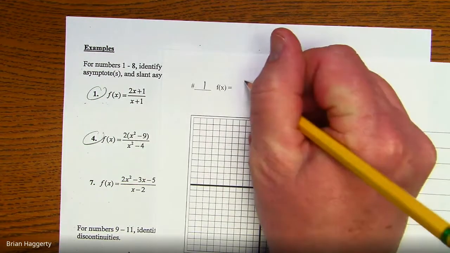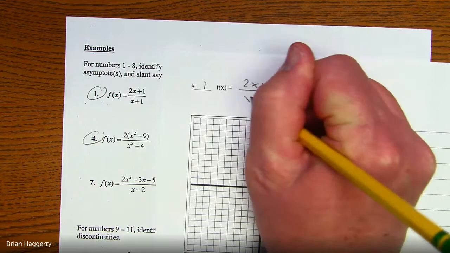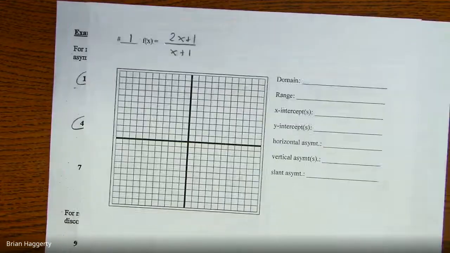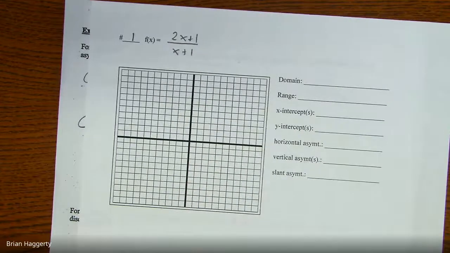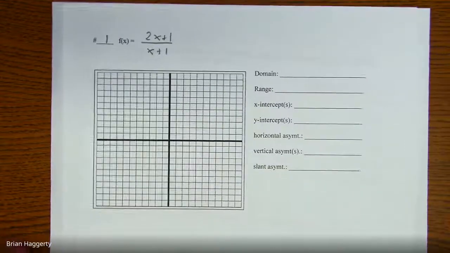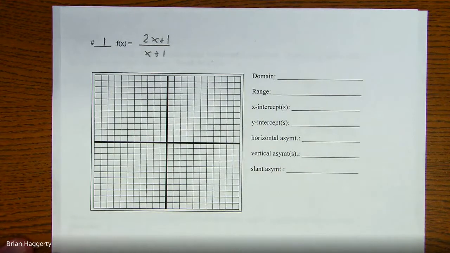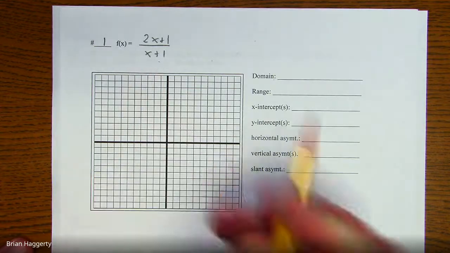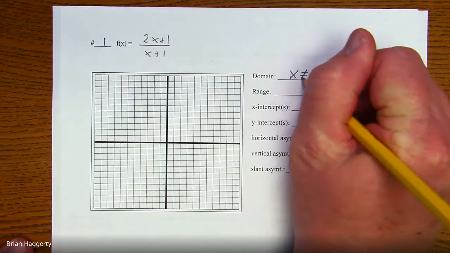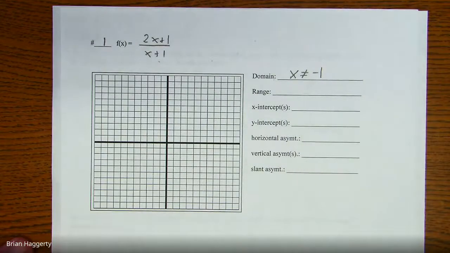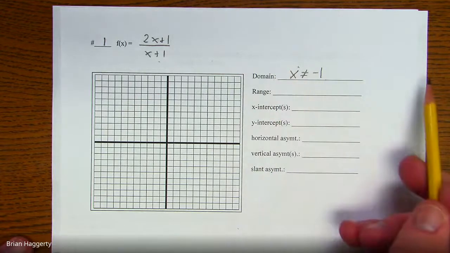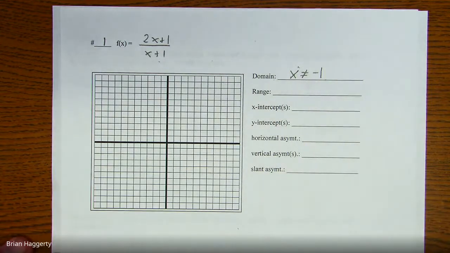So for number 1, our function is (2x plus 1) over (x plus 1). These are all the key features they're asking us to identify, and as we identify them, we're going to build the graph. Your domain for rational functions is all real numbers except where the bottom of the fraction is equal to 0. The bottom of this fraction is equal to 0 when x is negative 1. So we're going to use the notation x not equal to negative 1. This implies all real numbers except that value, but you don't have to write out the all real numbers except. This is fine as shorthand.